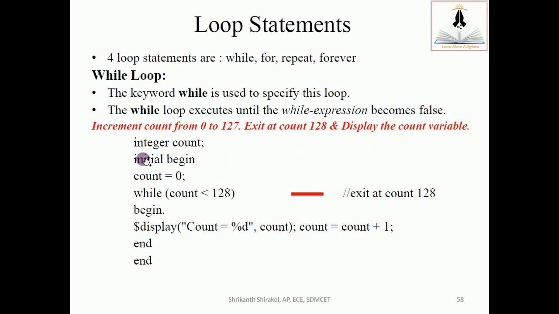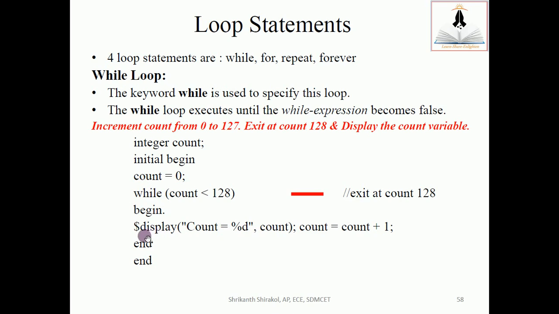I'm just taking a piece of code here, declaring count as integer, and I'm using an initial block. Initial begin, because I have multiple statements. I'm initializing count equal to 0. So I'm putting a condition. While is a keyword. From here, the while statement starts. From here to here, while begin, and these four lines are the while statement. It will check for the condition whether the count has reached 128 or not. If it has not reached 128, then the following statements will execute.